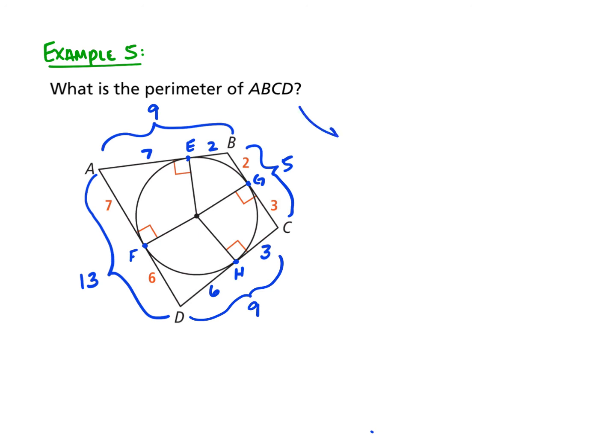So the perimeter of ABCD is going to be 9 plus 5 plus 9 plus 13, and that's going to give me, let's see, that'd be 14 plus 22, so that would give me a total of 36 for the perimeter.